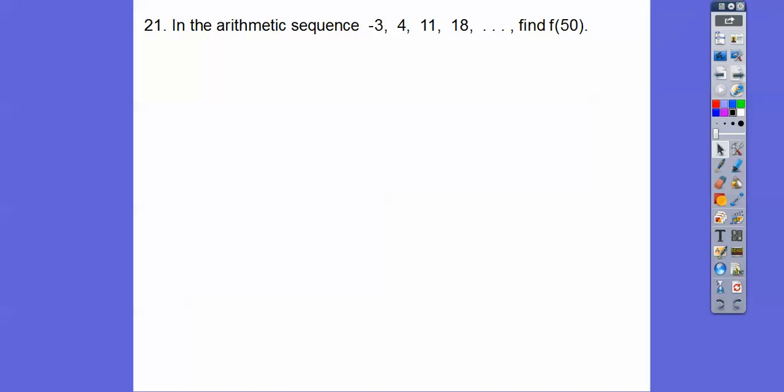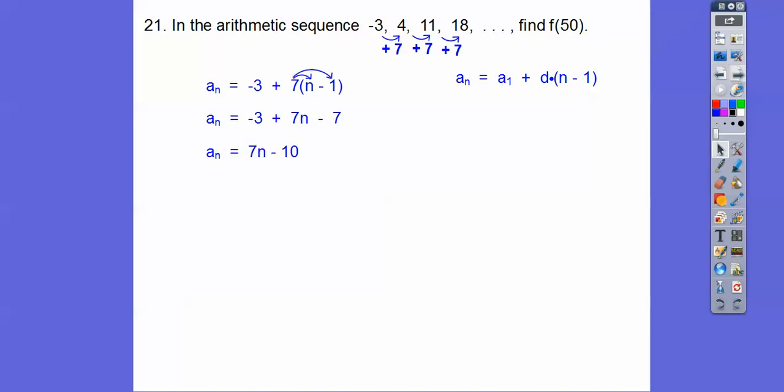All right, so here's our arithmetic sequence. Find the 50th term. So what I'm going to do is find the nth term formula. So there it is, plus 7, plus 7, plus 7. Yeah, looks good so far. Okay, the first term is negative 3. And then let's put the 7 through the parentheses. So I get 7n minus 10.